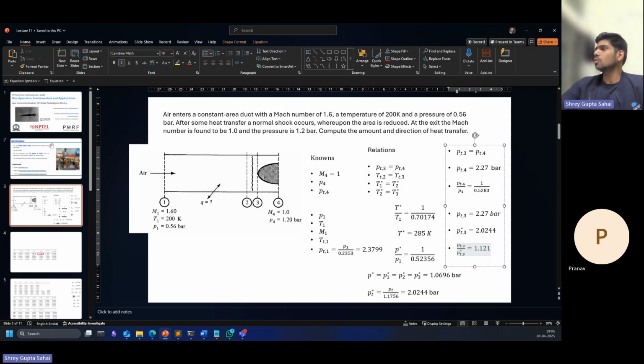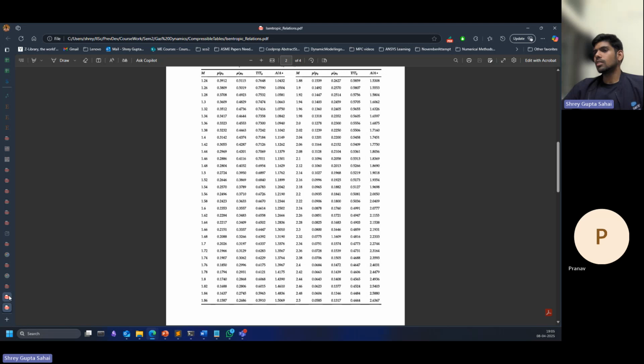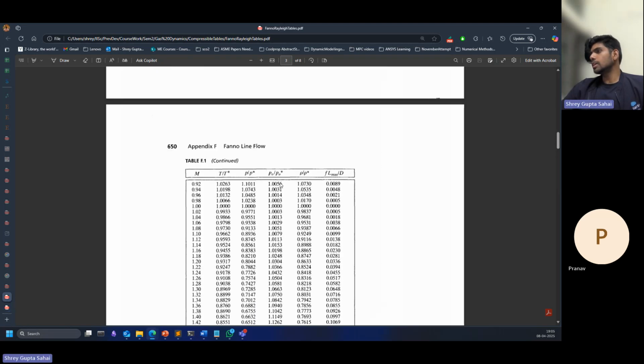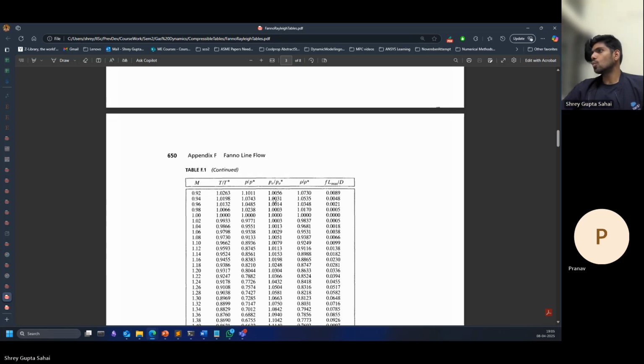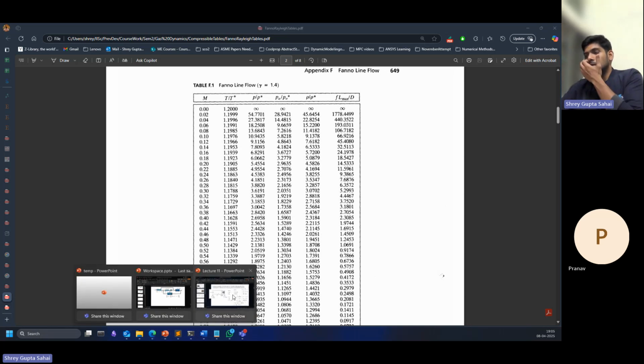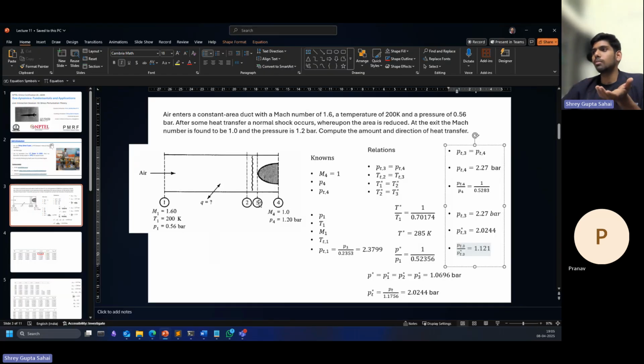Okay, so now let's go for a scrutiny of the tables, the Rayleigh flow tables. Subsonic value, which gives you a P total by P total star of 1.12. So we see we are somewhere near 1.1, so something close to 0.66. So now we know Mach number at 3 is 0.66.